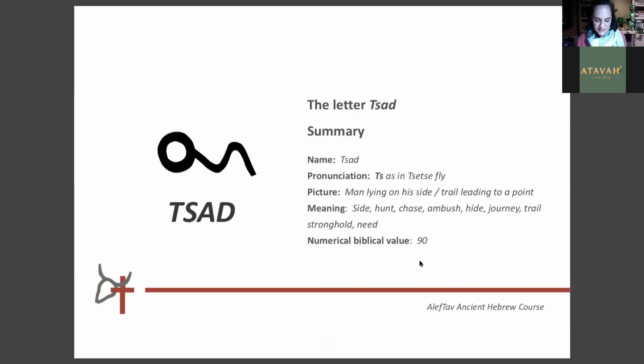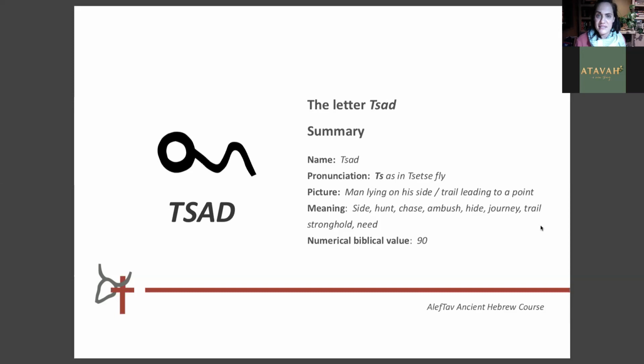Okay. So the letter Tzad. So the letter Tzad is the 18th letter of the alphabet. As I said, in the modern Hebrew, it's called Tzadi. The pronunciation is a sound like a drum would make. An example is like tsetse fly, the TS sound you get there. The picture you see again, it changes. But this is the most common picture in the ancient Hebrew. It's a picture of a man lying on his side. Or it can also represent a trail leading to a point, as you would see. The circle being the destination and the squiggly being the journey or the road that you have to take to arrive at the certain point. But still, the two pictures, the meanings are connected.